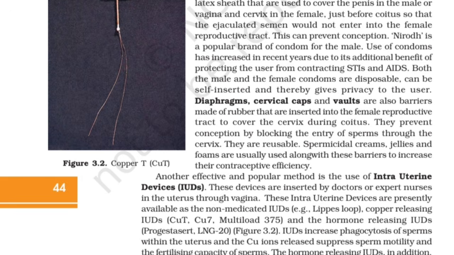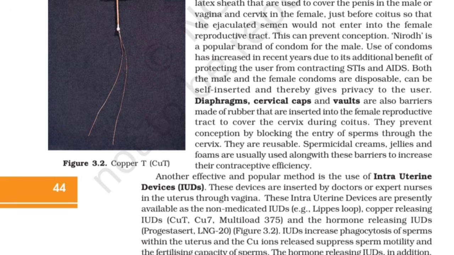Diaphragms, cervical caps, and vaults are also barriers made of rubber that are inserted into the female reproductive tract to cover the cervix during coitus. They prevent conception by blocking the entry of sperms through the cervix. They are reusable. Spermicidal creams, jellies, and foams are usually used along with these barriers to increase their contraceptive efficiency.